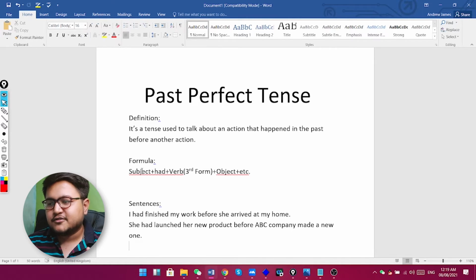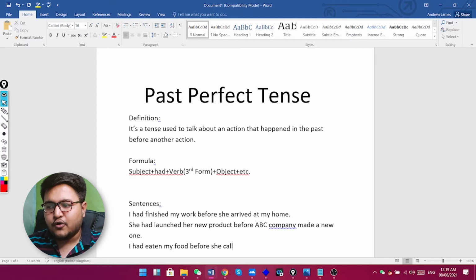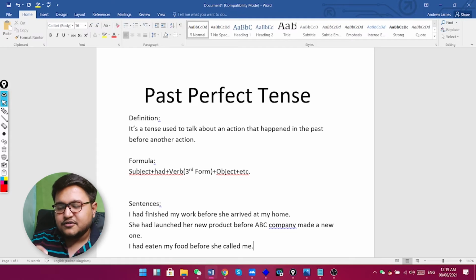Okay, so now let's go to our third example. So the third example can be, I had eaten my food before she called me. Okay, I had eaten my food before she called me. Now you see that we are using the same formula, subject plus had plus verb third form, or the past participle plus object plus etc.